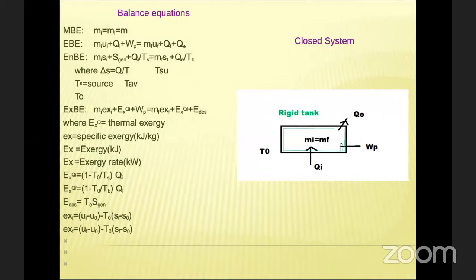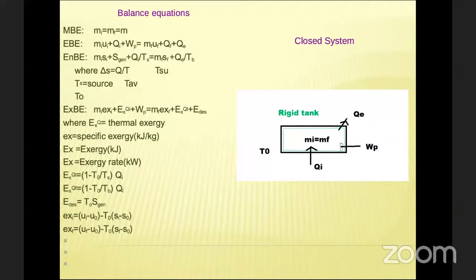EXI is nothing but UI minus U naught minus T naught into SI minus S naught. Similarly, for final, you just replace I with F. I means initial, F means final. Okay, so now you can understand how to write the balance equations for a rigid tank.